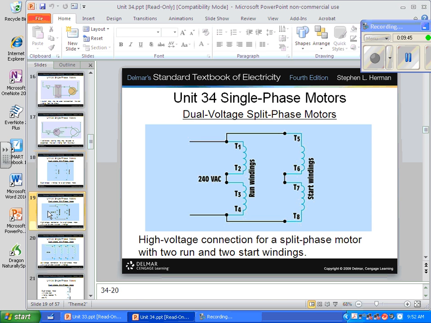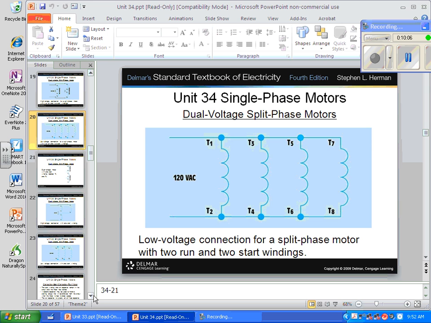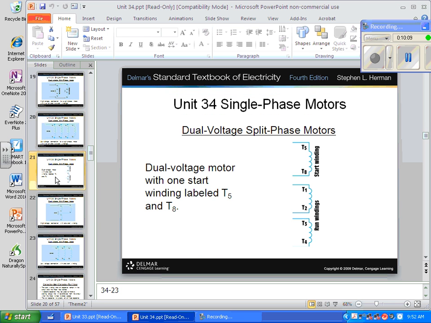Here we have a setup for what, high voltage? Yeah, high voltage connection. And you can see that the windings are connected in series. Same setup, except we're running them in parallel or shunt. The voltage motors with one start winding labeled T5 and T8. So occasionally you're going to have to look up winding terminations to see what you're looking at when you've got things sticking out, say for instance T5 and T8. If you're not sure, look it up.